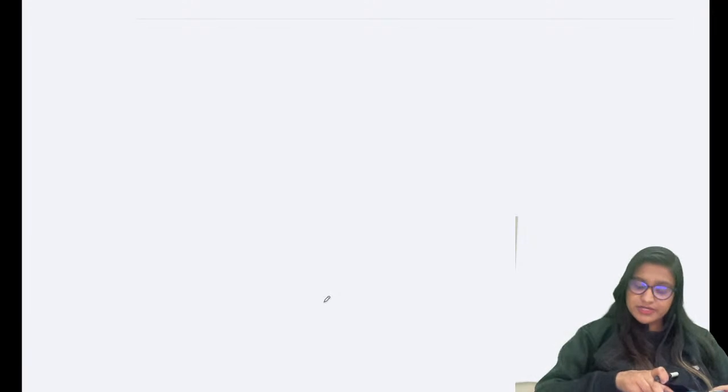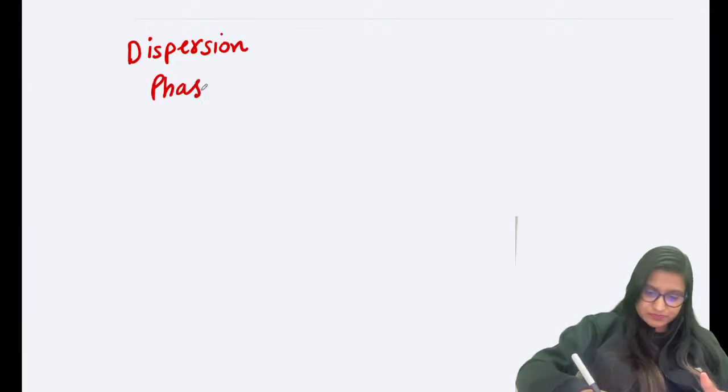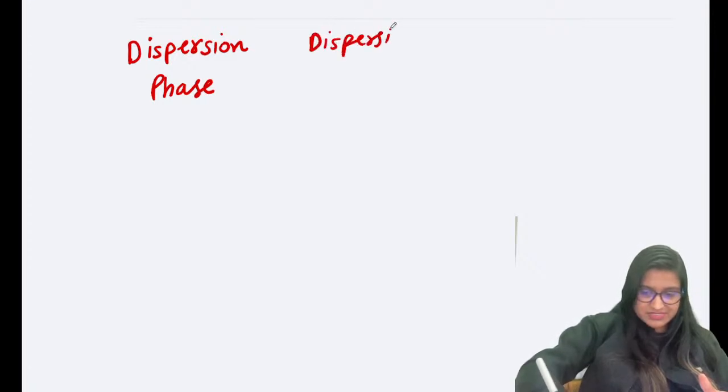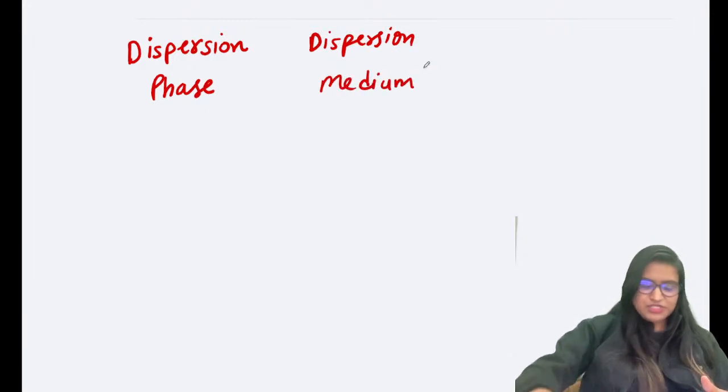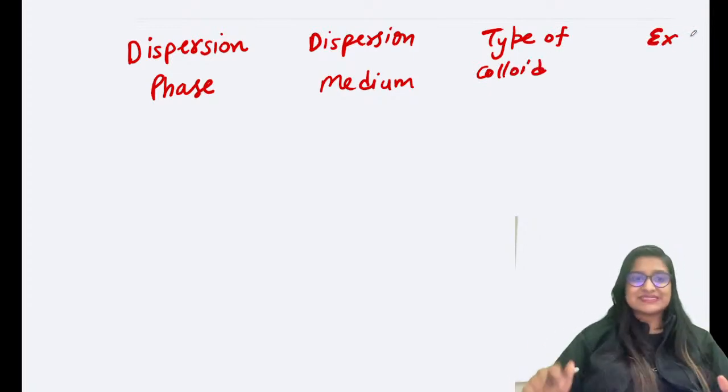Let's see here, okay? On one end we will write the dispersion phase. You are right, we missed something, so let's cover it. It is dispersion phase here, and here we are taking dispersion medium, okay? And according to it we will see what type of colloid will be formed. Type of colloid, and here we will see some examples, okay?